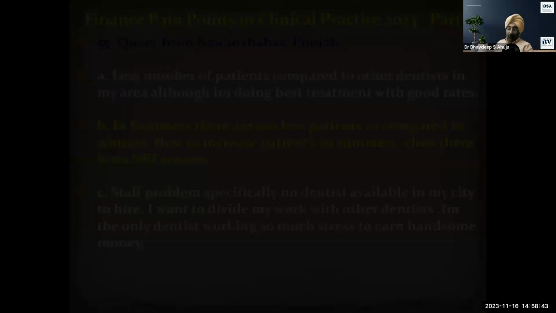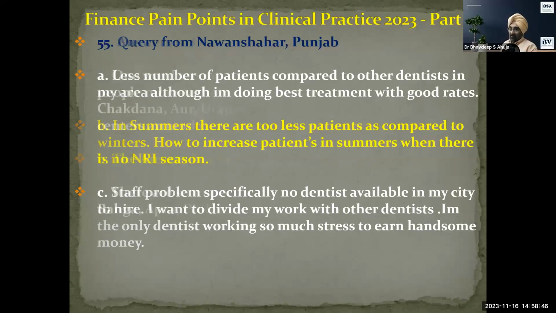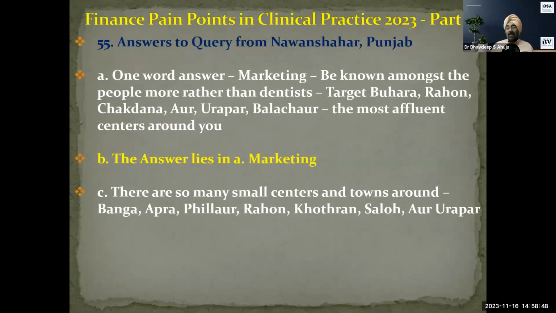Now, the question: you are not getting dentists from Navashehar. There are so many other centers around you. Banga, Apada, Philor, Rahu, Kotra, Salo, Or and Udapur again. Target these areas. I'm not sure whether you're watching or not, but these are the areas where you'll get good dentists. A couple of my references are there in these towns. So there are people. If you are feeling that you are getting stressed out and you are not able to make ends meet where you are standing right now, it is better to delegate. And I hope you realize it sooner than later.